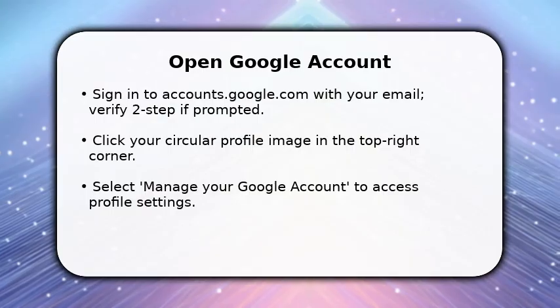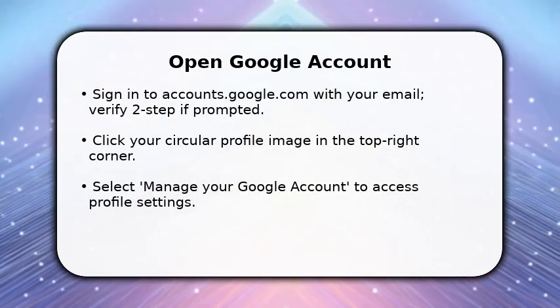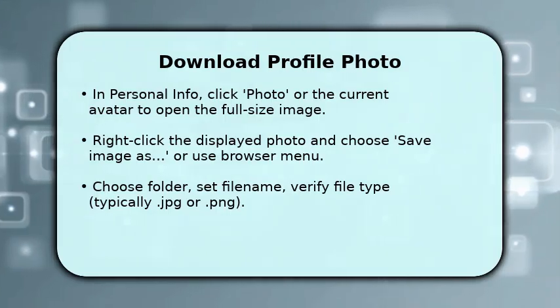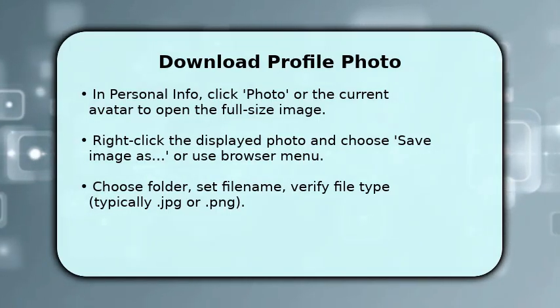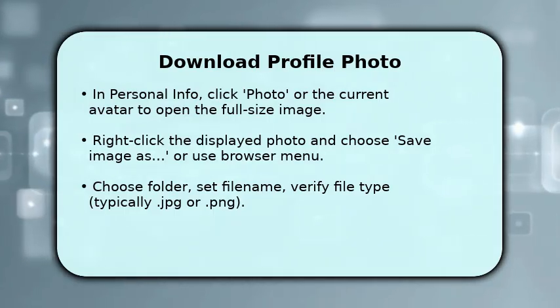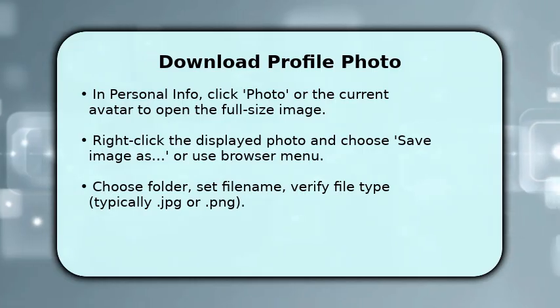Once in personal info, locate the photo and click the avatar to display the largest available version. The goal is to capture the highest resolution copy. Right-click that image and pick Save Image as, or use your browser's Save option from the three-dot menu. This writes the file to your device.